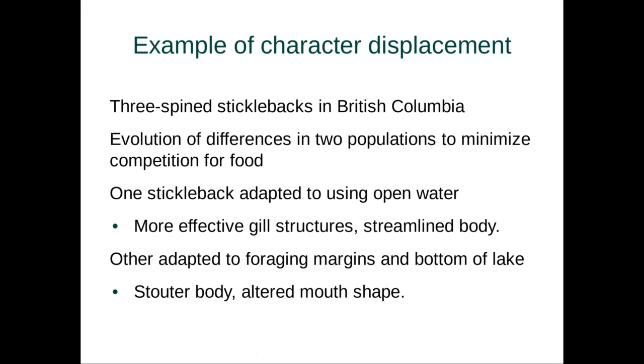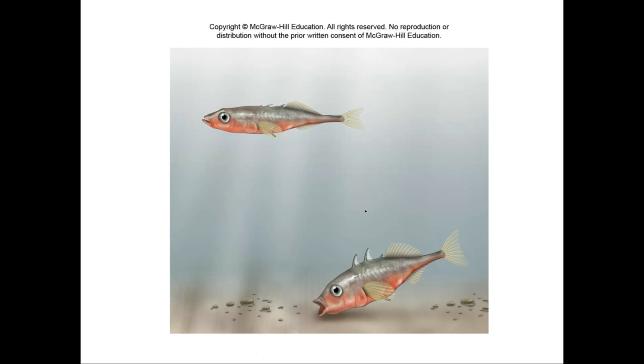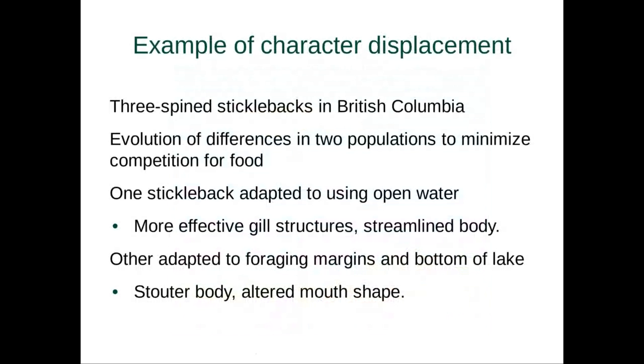Now, we actually see examples of character displacement in three-spined sticklebacks. Now, this is what a three-spined stickleback looks like. They're these tiny little fish, but they're great model organisms to understand evolution. Evolution of differences in three-spined sticklebacks has occurred in two populations to minimize their competition for food. One species of stickleback is adapted to using open water. It has more effective gill structures and a more streamlined body. And the other is adapted to foraging margins and the bottom of the lake, foraging margins being like the edge of lakes. And they have stouter bodies and altered mouth shapes.